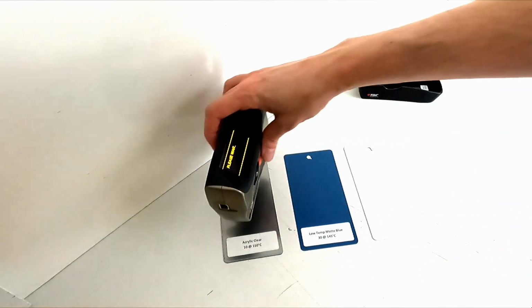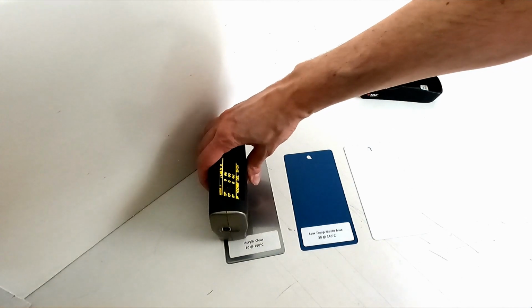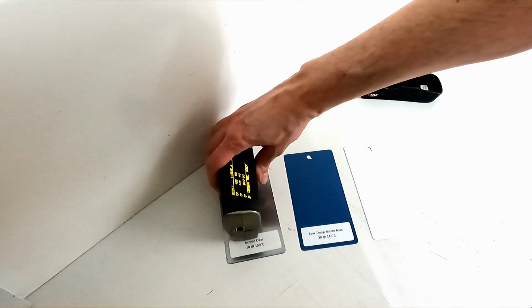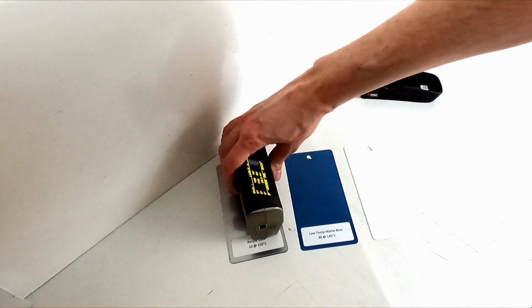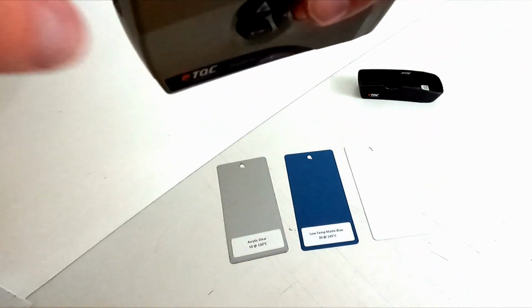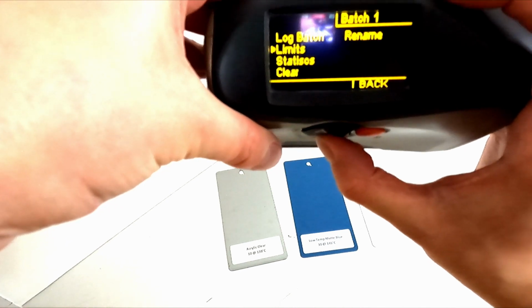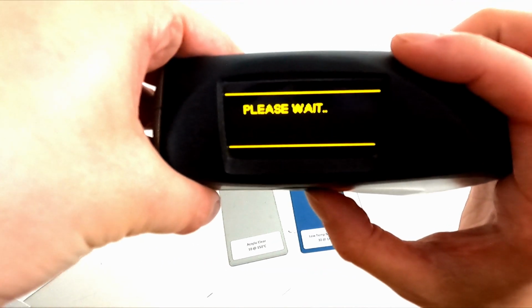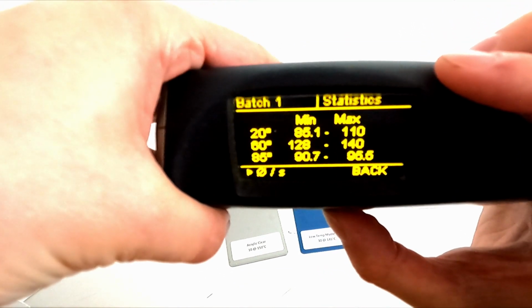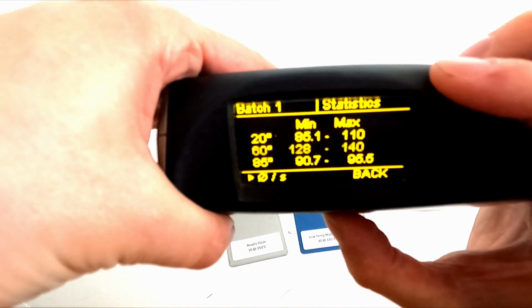Additionally, special care should be taken when measuring the gloss of clear coats, as the surface of the substrate beneath the clear coat can influence results based on the orientation of the gloss meter in relation to any grain or texture of the coated part. With this gloss meter, I can log multiple readings into a batch and then view the range of results, as well as the mean and standard deviation of those results.